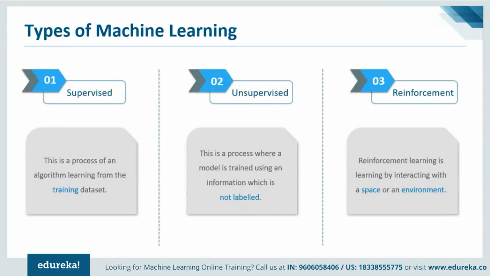Then we have reinforcement learning. So reinforcement learning is learning by interacting with a space or an environment. So this learning can be thought of as a hit and trial method, where a reward or a penalty point is given for each action. So let's say if a machine chooses a correct option, it gains a reward point or vice versa. So what exactly happens?